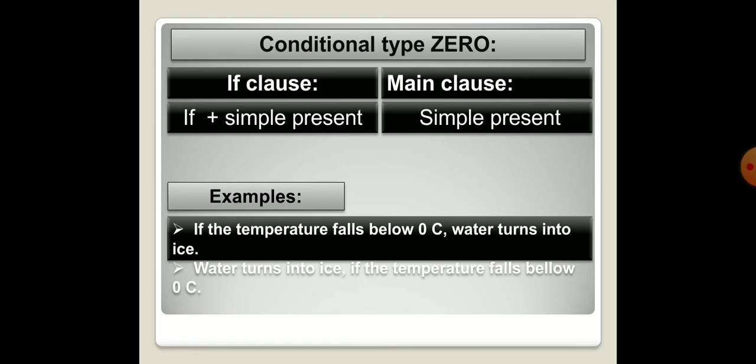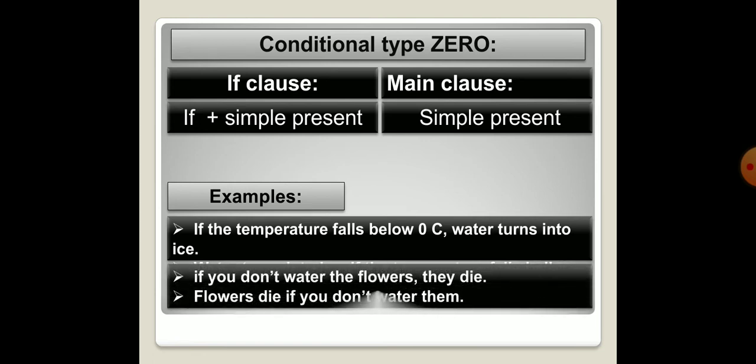Then let's have a look at another example. If you don't water the flowers, they die. Again, in both the if clause and the main clause, we use simple present. Or we can start with the main clause and say, flowers die if you don't water them.